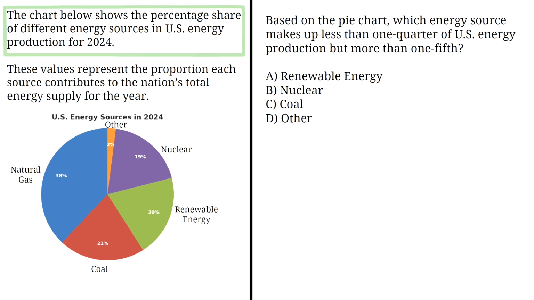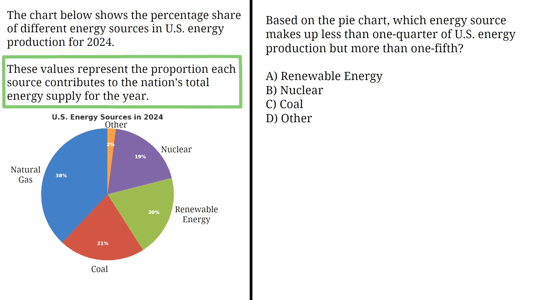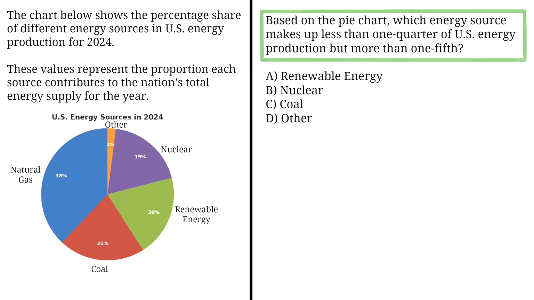The chart below shows the percentage share of different energy sources in U.S. energy production for 2024. These values represent the proportion each source contributes to the nation's total energy supply for the year. Based on the pie chart, which energy source makes up less than 1/4 of U.S. energy production but more than 1/5?